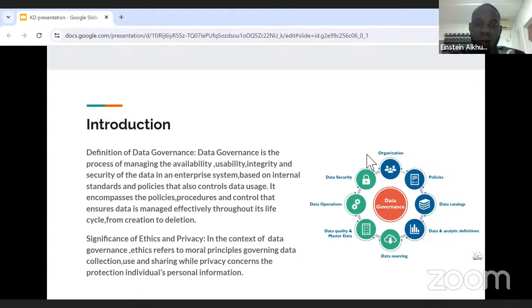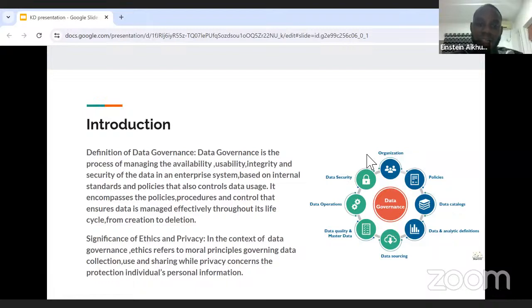And privacy concerns the protection of individual personal information, we all know what privacy is. When you sign up, they will tell you that your data will be protected, that they will not share your personal data with third-party apps or third-party organizations. Nobody will have access to your personal data, and it's your right as a data user, as the owner of the profile, to have privacy to your personal data.